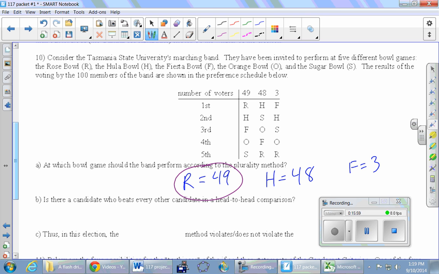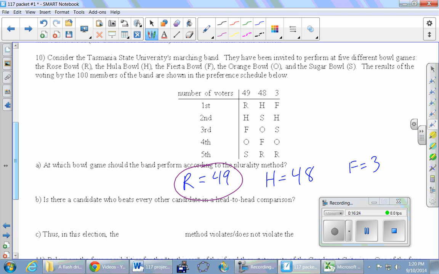Okay, part B says, is there a candidate who beats every other candidate in a head-to-head? How many candidates are in this election? 5. There was a formula that we wrote on the board last class, n times n minus 1 over 2. It comes out to 10. There's 10 head-to-heads. A versus B, A versus C, A versus D, A versus E, B versus C, etc. There's 10 of them. We don't need to do all 10.